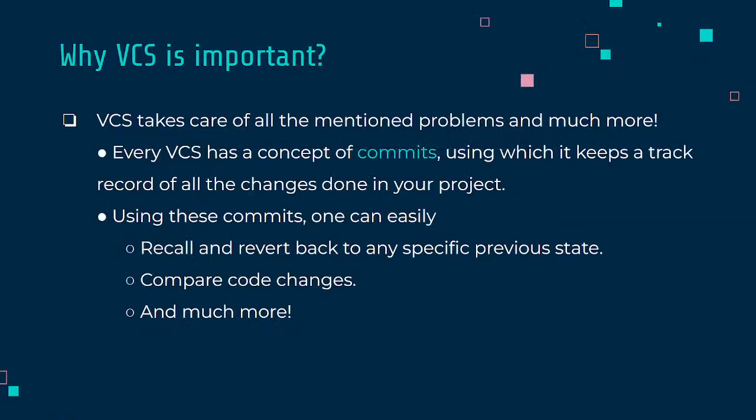So, why is VCS important? VCS takes care of all the problems mentioned above and much more. Every VCS has a concept of commits or snapshots, which basically keep track of records of all the changes done to your project or software. Using these commits or snapshots, one can easily recall and revert back to any specific previous state, or compare code changes with the previous state, and much more.